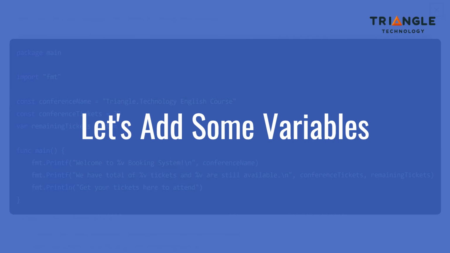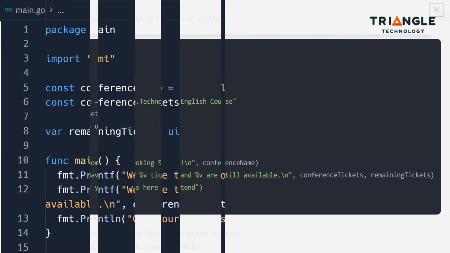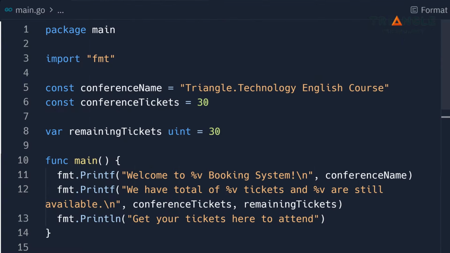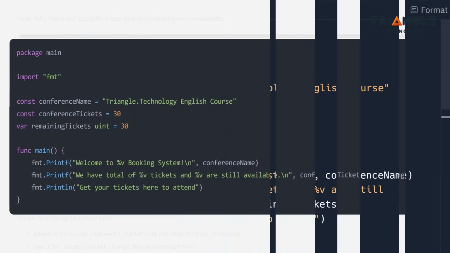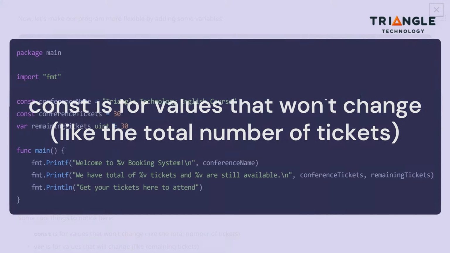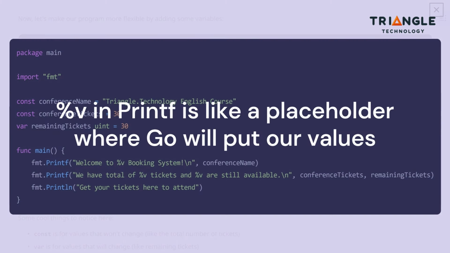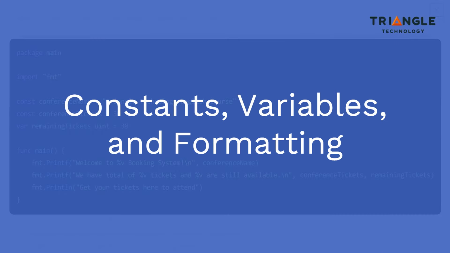Let's add some variables. Now let's make our program more flexible by adding some variables. Some cool things to notice here. const is for values that won't change, like the total number of tickets. var is for values that will change, like remaining tickets. %v in Printf is like a placeholder where Go will put our values.